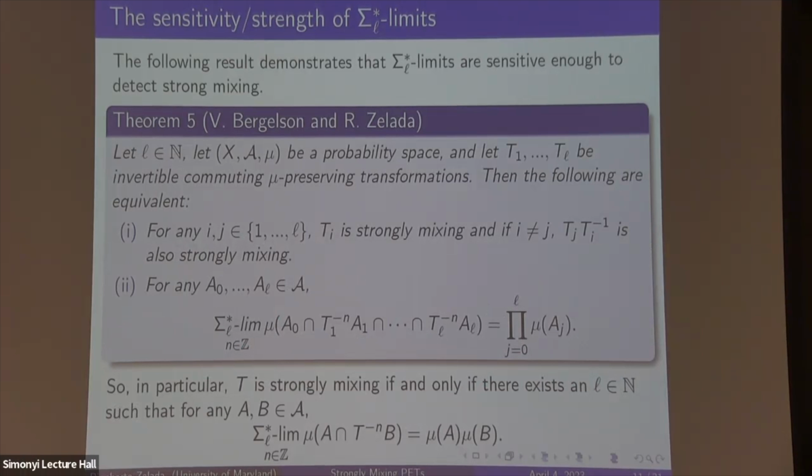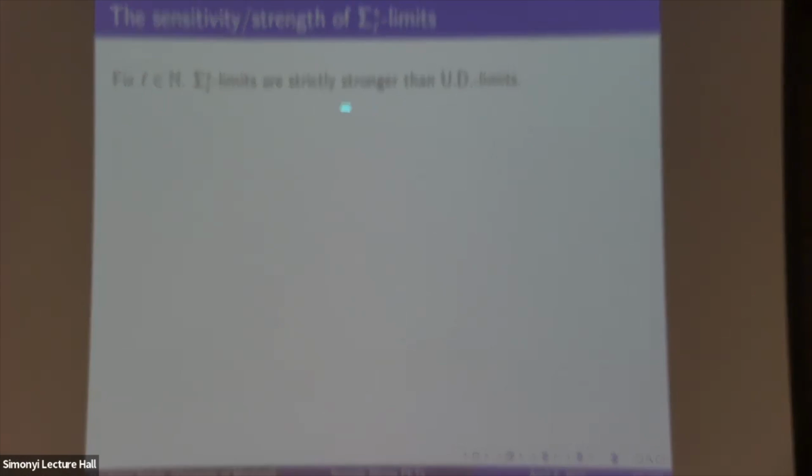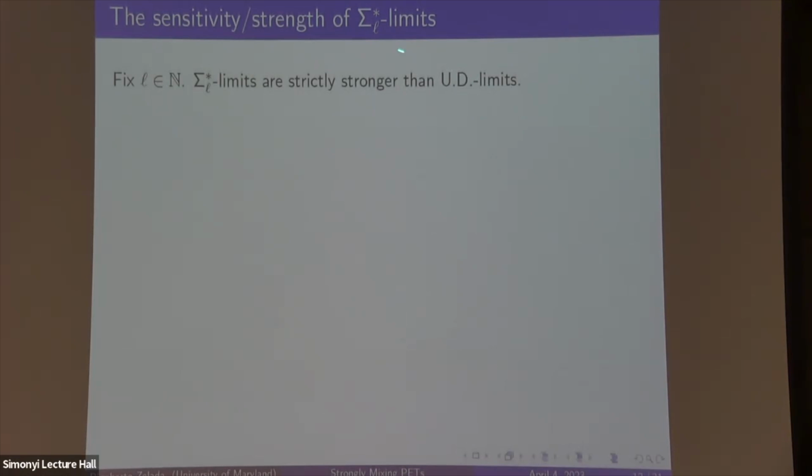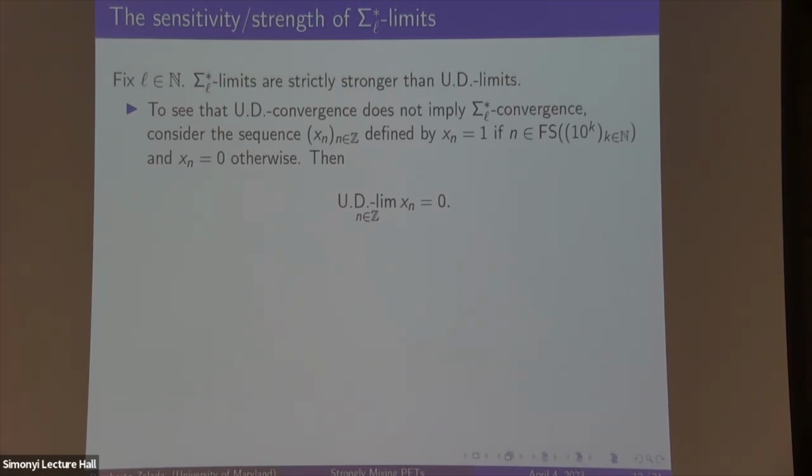All right, so that's the first piece of evidence. The second piece of evidence in favor of the sensitivity or the strength of sigma L star limits is that sigma L star limits are strictly stronger than UV limits. So what does this mean?